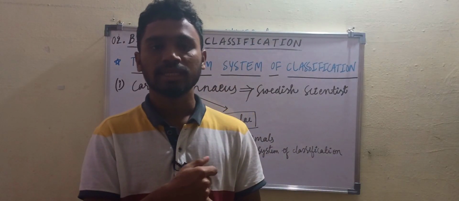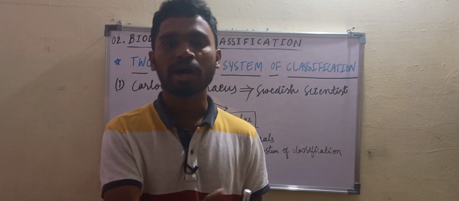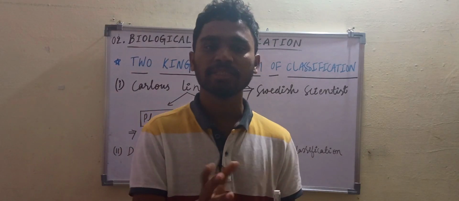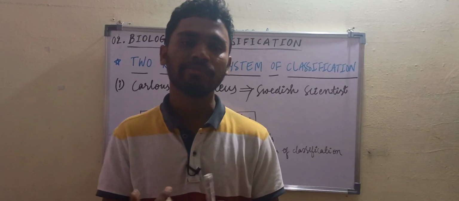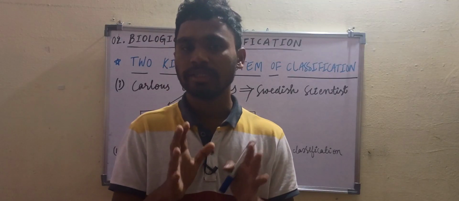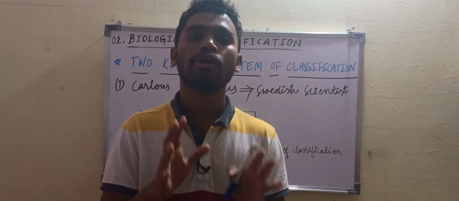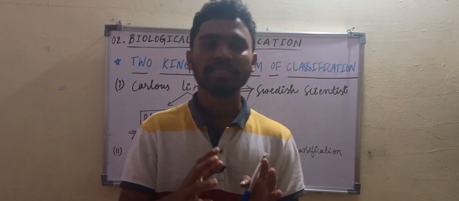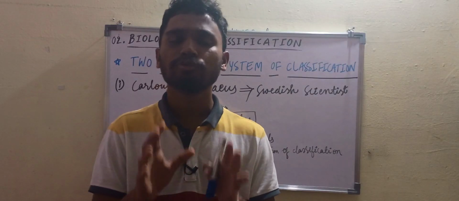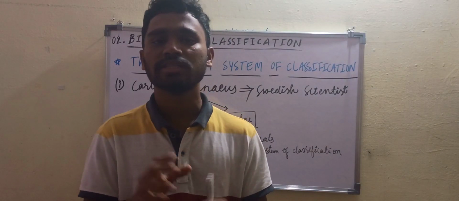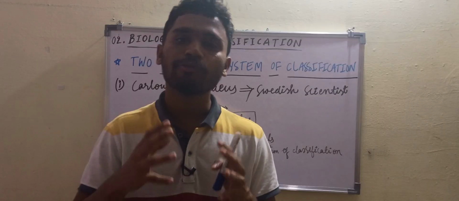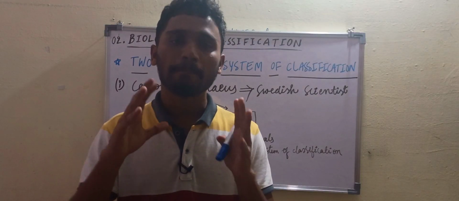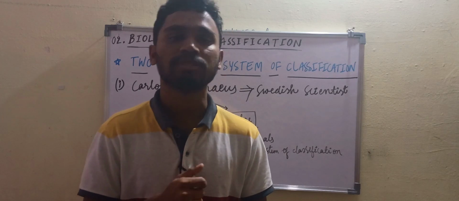And another one, I have already discussed: most of the organisms did not fall into either category. That means they did not belong to Plantae or Animalia. So my dear students, these are the major drawbacks of the two kingdom system of classification. Over a period of time, scientists felt that this two kingdom system of classification was inadequate. We needed to find a new method to classify the organisms.